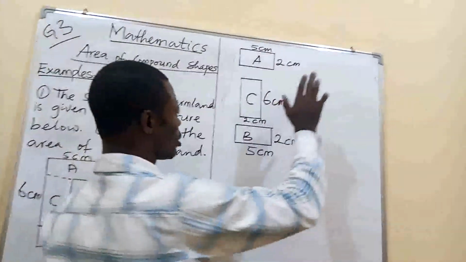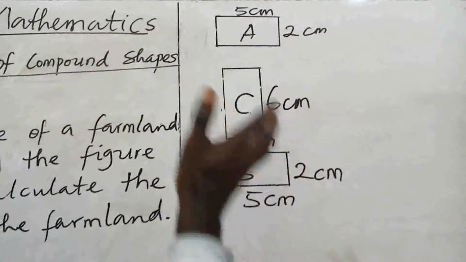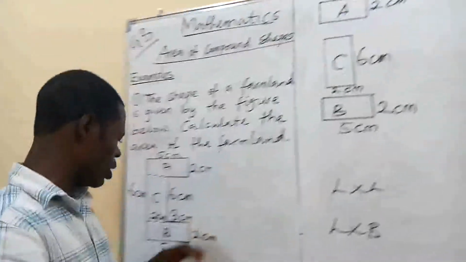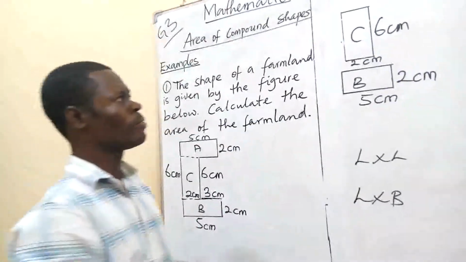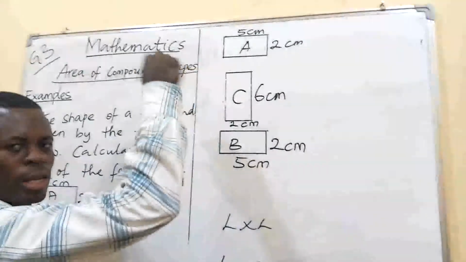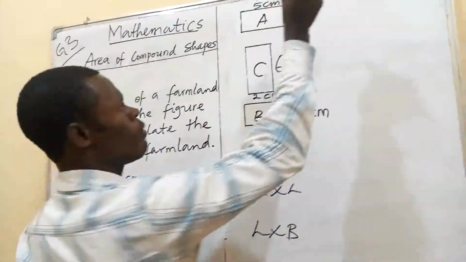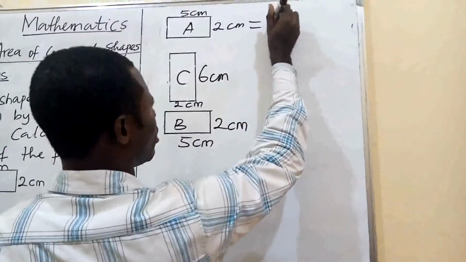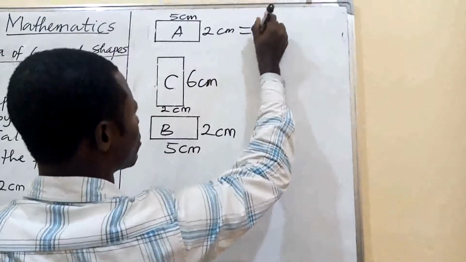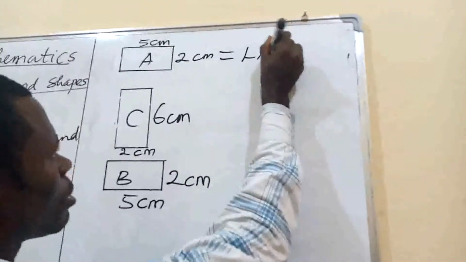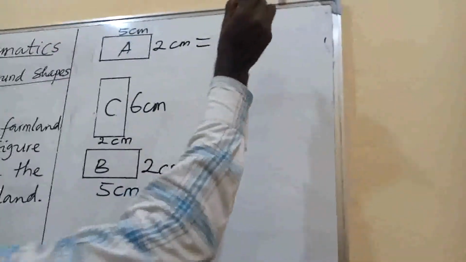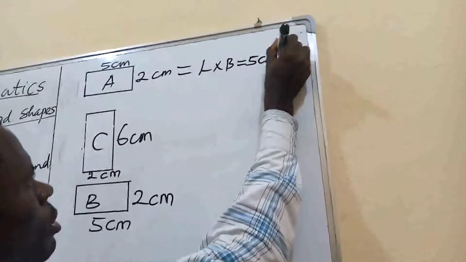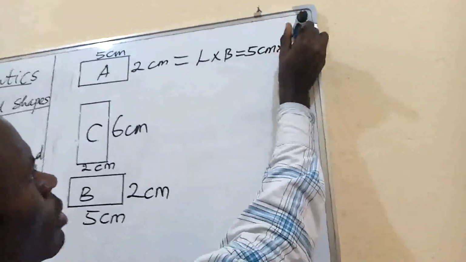So now from this point, the dimensions needed for our calculation of the area of this rectangle are already provided, based on what we did from here. We have gotten the dimensions. By dimensions, I mean the length and breadth of the rectangle. So we know that the area of this rectangle is length times breadth, which is equal to 5 centimeters times 2 centimeters.